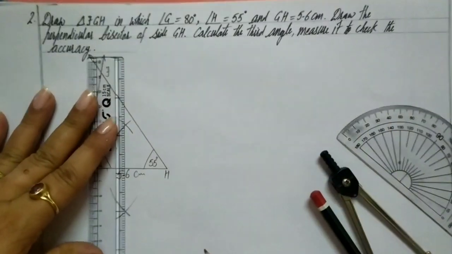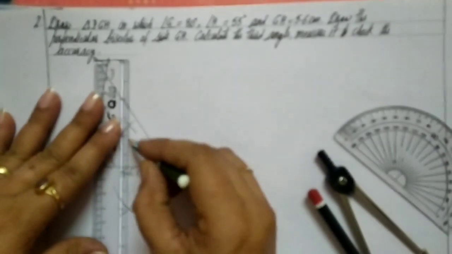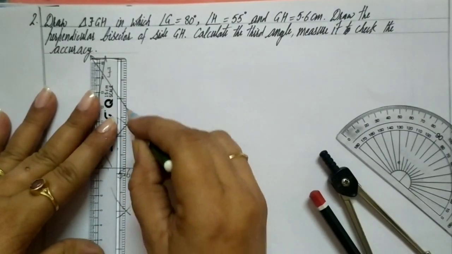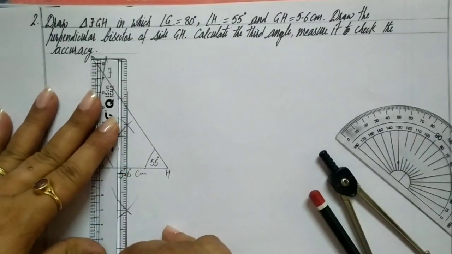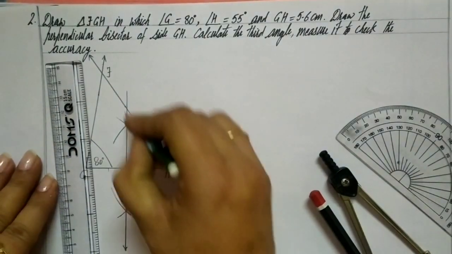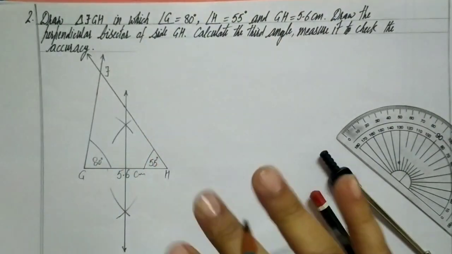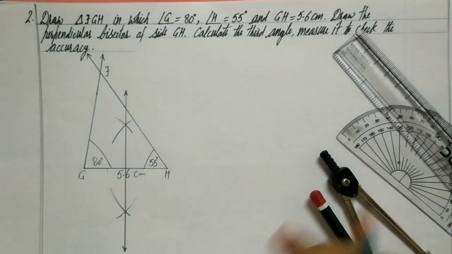Now draw a ray passing through these 2 points of intersection. Mark arrows on both the end points.